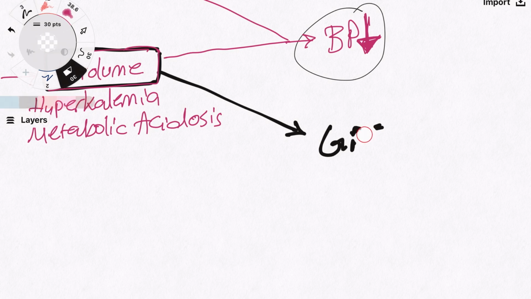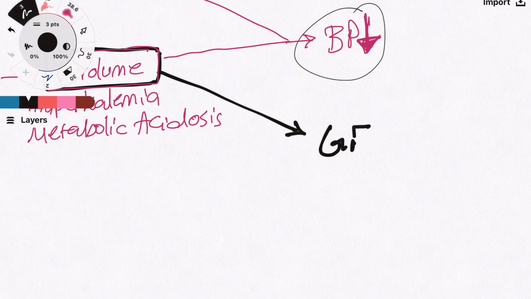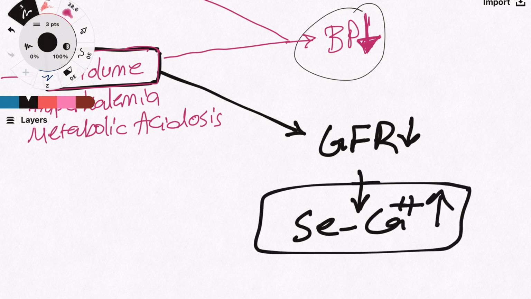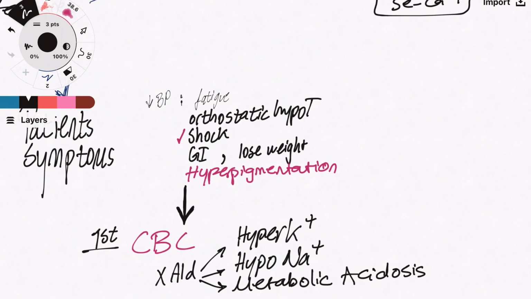Filtration rate. What happens to it? Of course, it decreases. So we have a decrease in the volume, decreasing the glomerular filtration rate. Therefore, clearance of calcium is going to decrease. So the serum calcium level is going to elevate because there's not much filtration at the kidney. The serum calcium level is going to elevate.